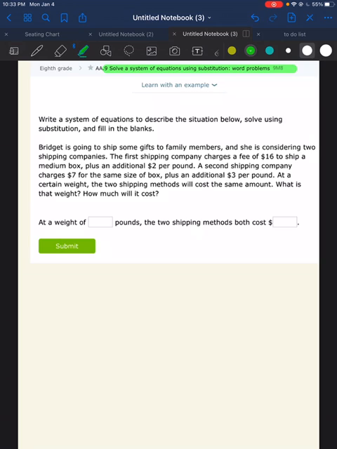So Bridget is going to ship some gifts to family members. She is considering 2 shipping companies. The first company charges a flat fee of $16 plus an additional $2 per pound. The second company charges $7 plus $3 per pound. Okay, so then it says at a certain weight, the 2 shipping methods will cost the same amount. So we want to know when it will cost that much, or how much it will cost at that weight. So let's make an equation.